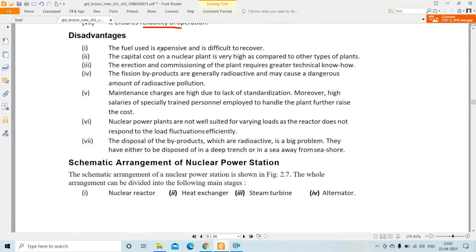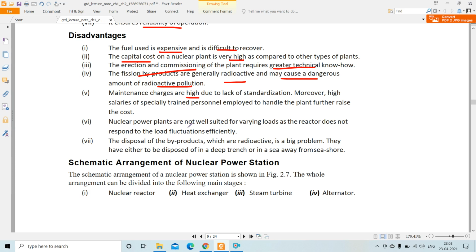See, fuel cost is expensive. Fuel is expensive, so it is difficult to recover. Its capital cost is also very high as compared to other plants, and the erection and commissioning of the plant require persons with greater technical knowledge. The fission byproducts are generally radioactive, so they may cause a dangerous amount of radioactive pollution, and maintenance charges are also high due to lack of standardization. There is also the high salary of specially trained personnel employed to handle this plant, so this also raises the cost of the plant.